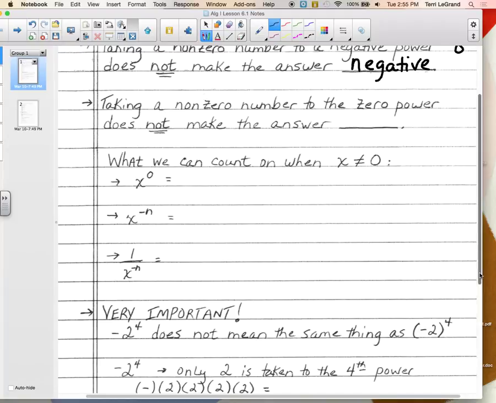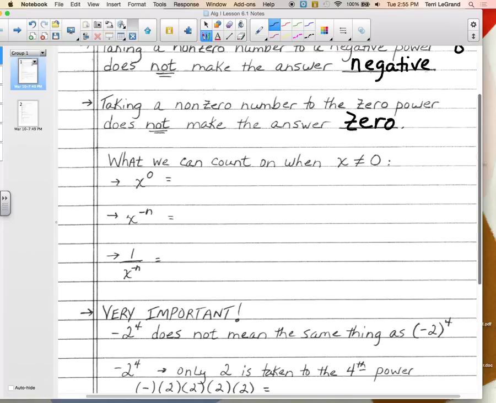Well, what about taking a non-zero number to the 0 power? What does that not do? It doesn't make it 0. You might be tempted to say, you know what? When you multiply by 0, you get 0. So when you take something to a 0 power, wouldn't you get 0? No.